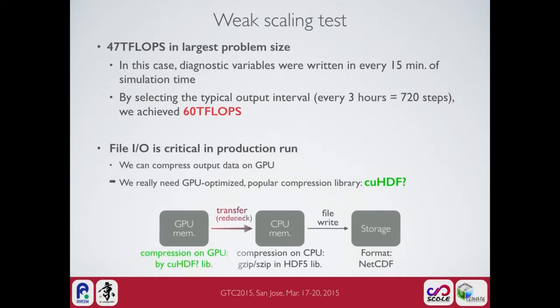So if we are able to compress on the GPU, we can reduce the data transferred from GPU to CPU and the file write. And we can reduce the compression time compared to the CPU case. So we really need a GPU-optimized popular compression library, such as cuHDF.